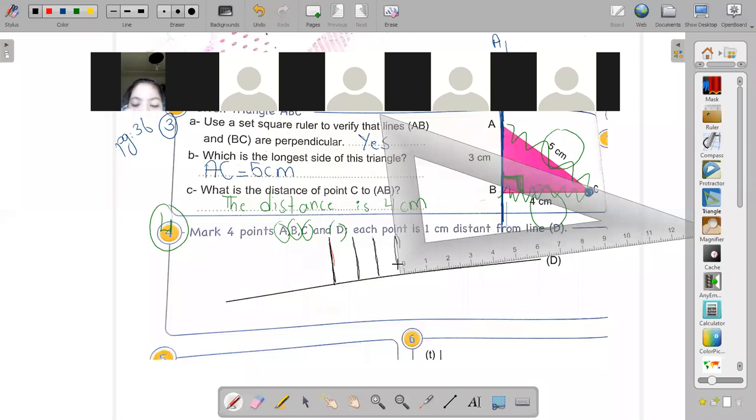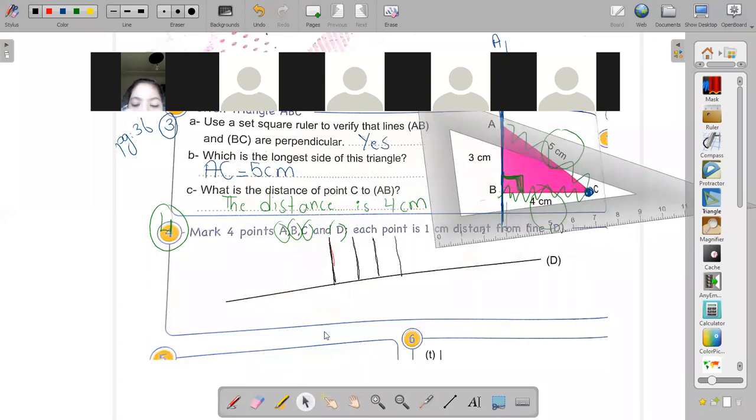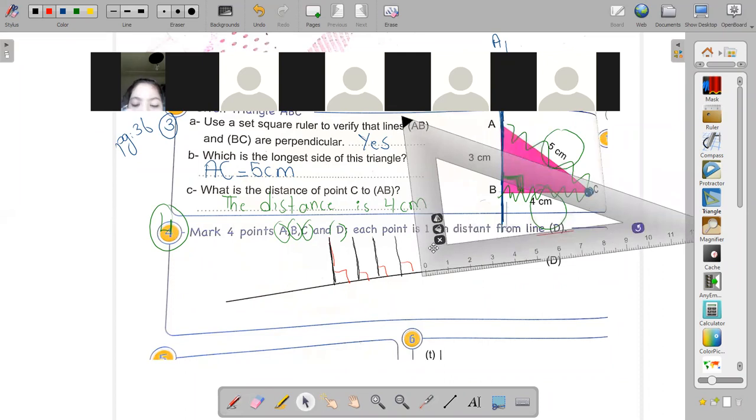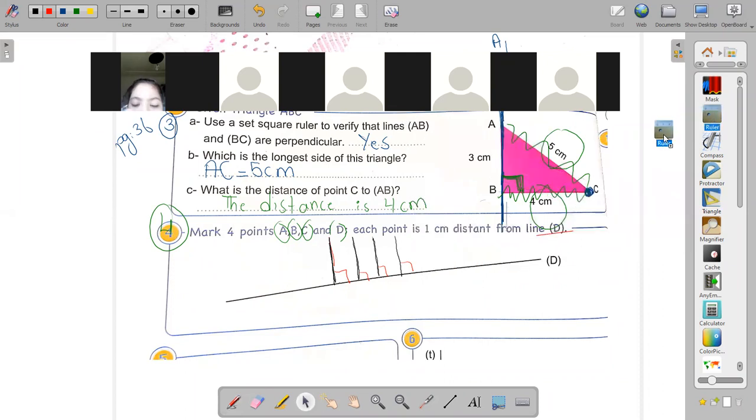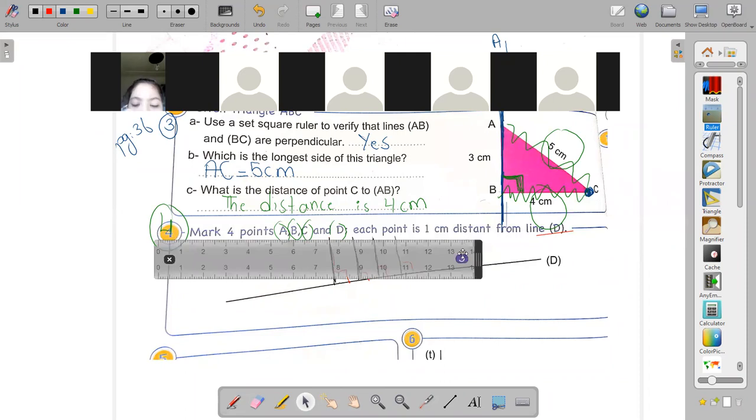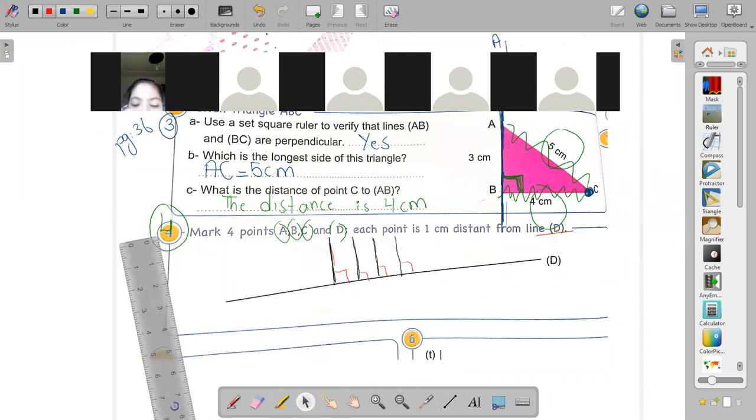Then I will move it slowly and I will draw the fourth one. Teacher, is it okay? 1 centimeter or 2 centimeters? You have to write the right angles in all of them, because we are drawing them perpendicular. After we hold the set square and draw perpendicular lines, now I will bring the ruler and measure in each one 1 centimeter, not 2, Jawad. We will measure 1 centimeter.